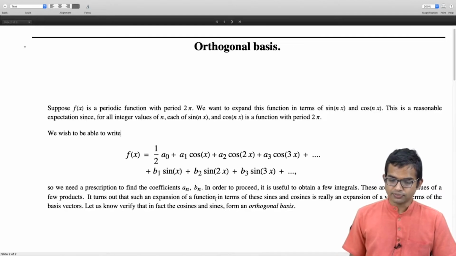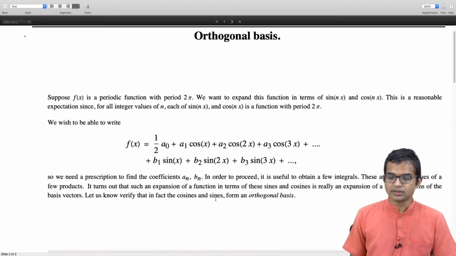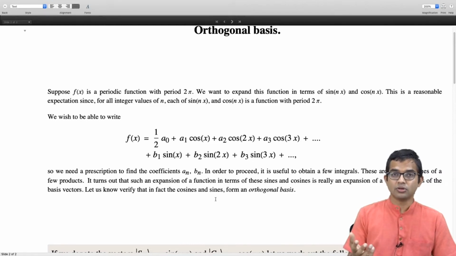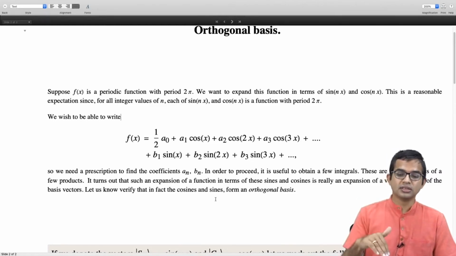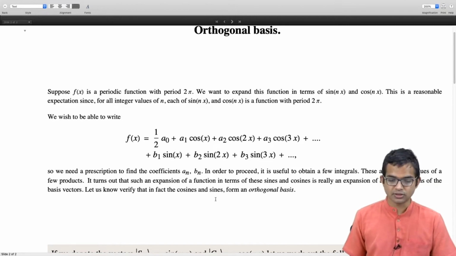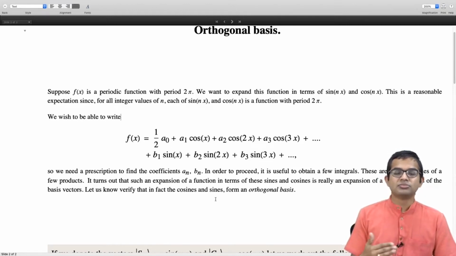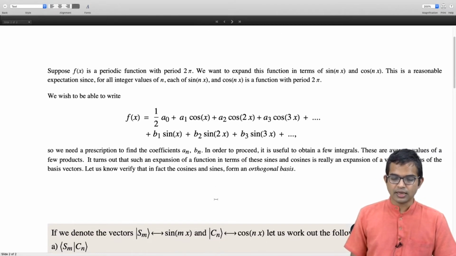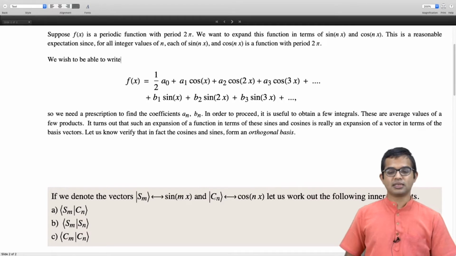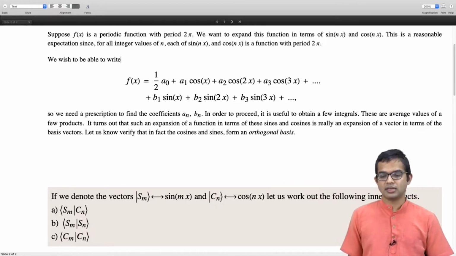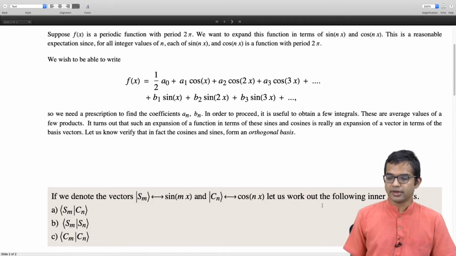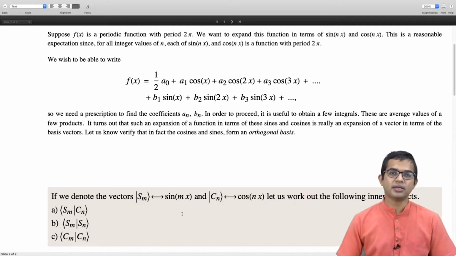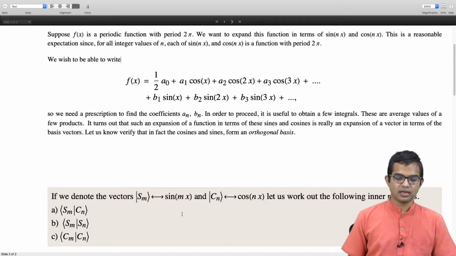So let's see how cosines and sines form an orthonormal basis for piecewise continuous functions in the interval minus pi to plus pi. Some period of length 2 pi is good enough, but let's look at the region from minus pi to plus pi for concreteness. If we denote the vectors s_m as sine of mx and c_n as cosine of nx, let us work out the following inner products. We already defined this inner product as this integral, and we will work out these inner products.